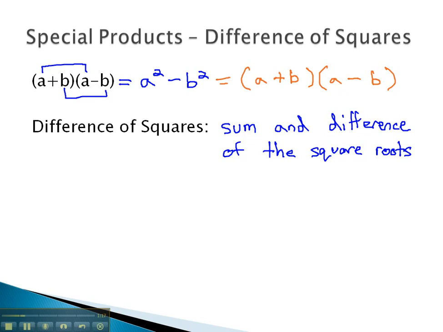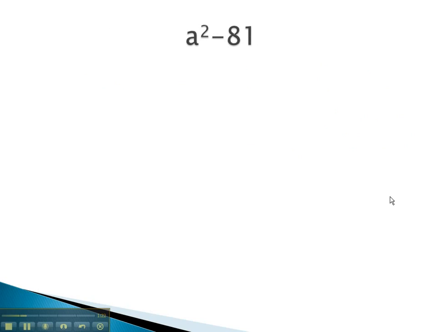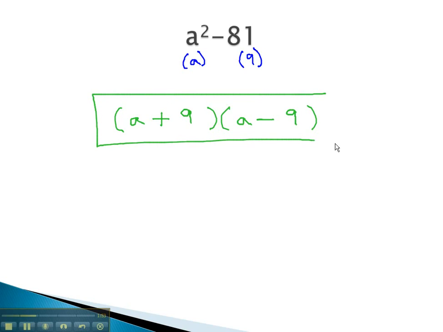Let's take a look at some examples where we can use this very property to help us factor. In this case, we notice the two terms are subtracted. So we can take the square root of the a squared, which is a, and the square root of the 81, which is 9, and use those to make our factors. A difference of squares will always factor to the sum and difference of the square roots. This means we have a plus 9 and a minus 9. This expression is now factored.